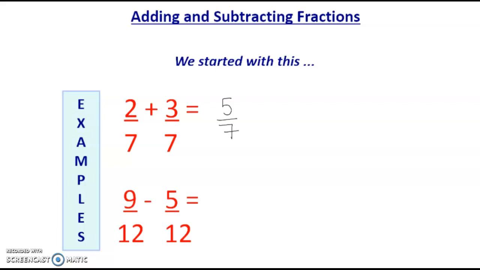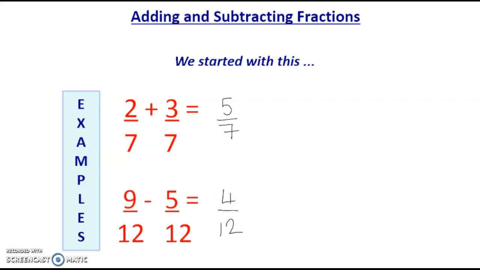Subtraction is exactly the same. 9/12 take away 5/12. Think of it as a thing rather than a 12th. Think of it as a part of a whole. So I have 9 of them. And then I take away 5. How many does that leave me? 9 take away 5 is 4. What were they? They were 12ths.